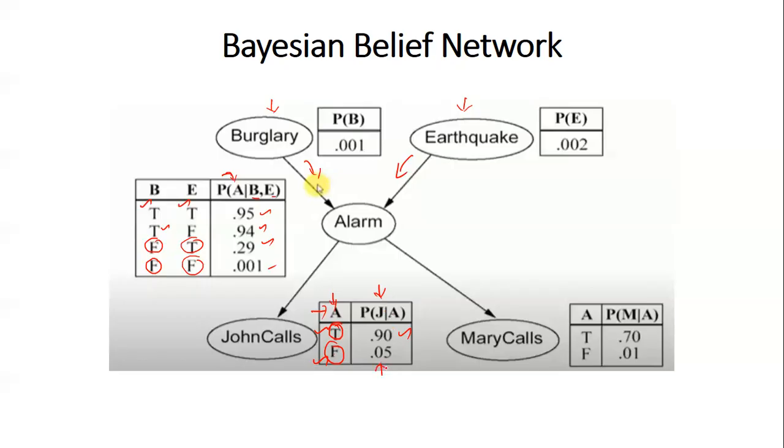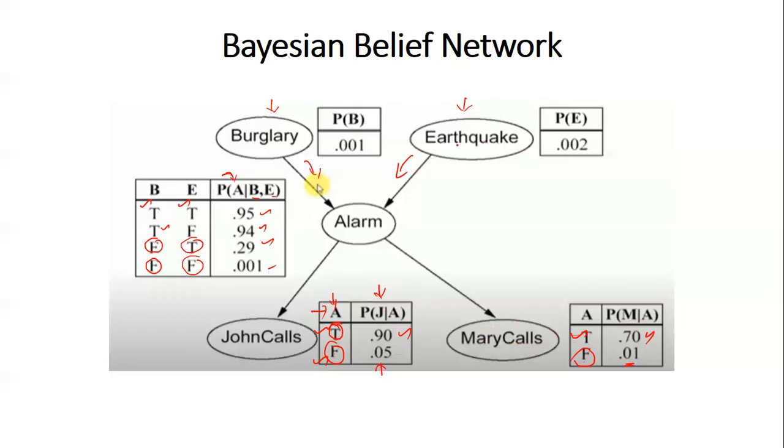It is 0.05. Similarly, what is the probability that Mary calls when there is an alarm? It is 0.70. And what is the probability that Mary calls when there is no alarm? It is 0.01. Now, from all these tables, we can also calculate another value.